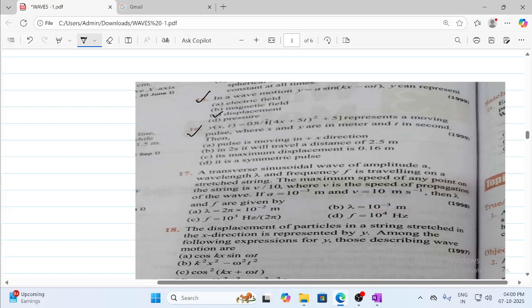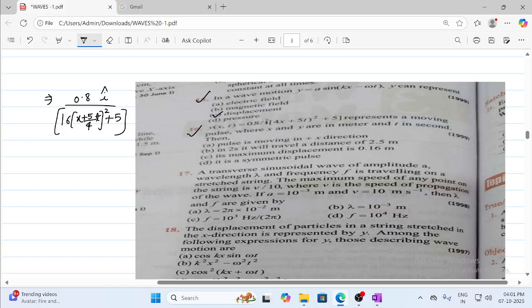Find the answer. Pulse is moving in plus x direction. B is what? Pulse is moving, in 2 seconds it will travel a distance of 2.5. Okay, so this is given. You can take x plus vt, right? You can take 4 common, not an issue. If you take 4 common from it, what kind of equation will you get? 0.8 by 4 I cap divided by, if I take 4 common, 16 x plus 5 by 4 t square plus 5.